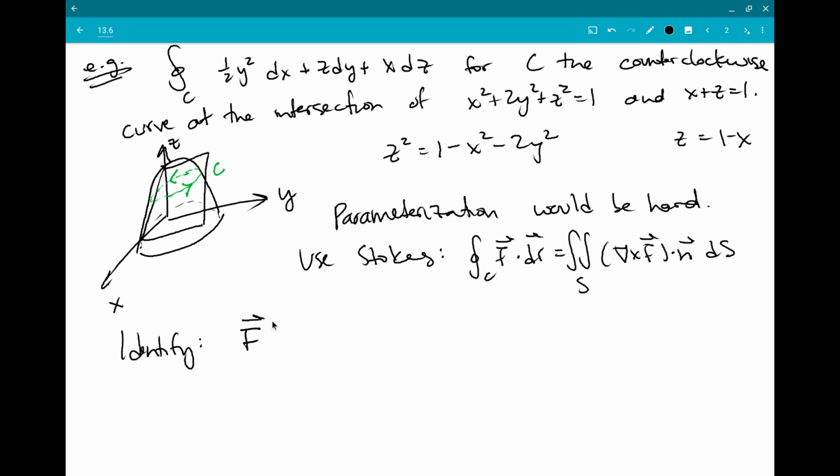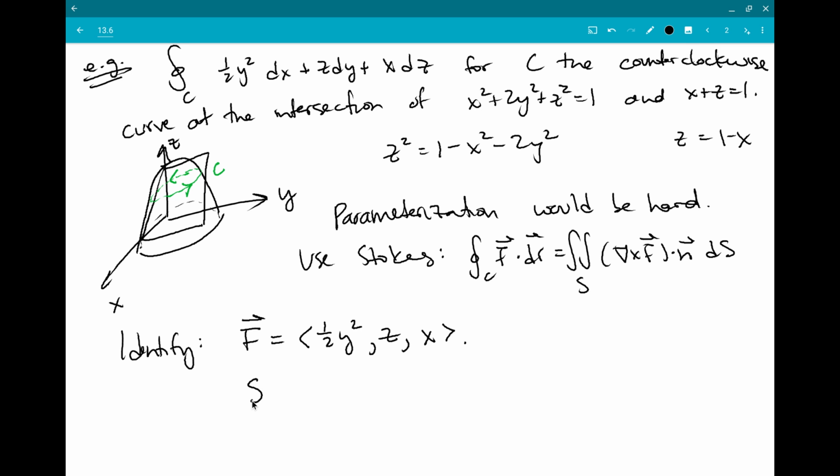So the easiest is usually identifying F. If I look at this line integral, the different components attached to dx, dy, and dz are the components of my vector valued F. We saw that all these different representations of line and surface integrals really did relate back to their vector representation.